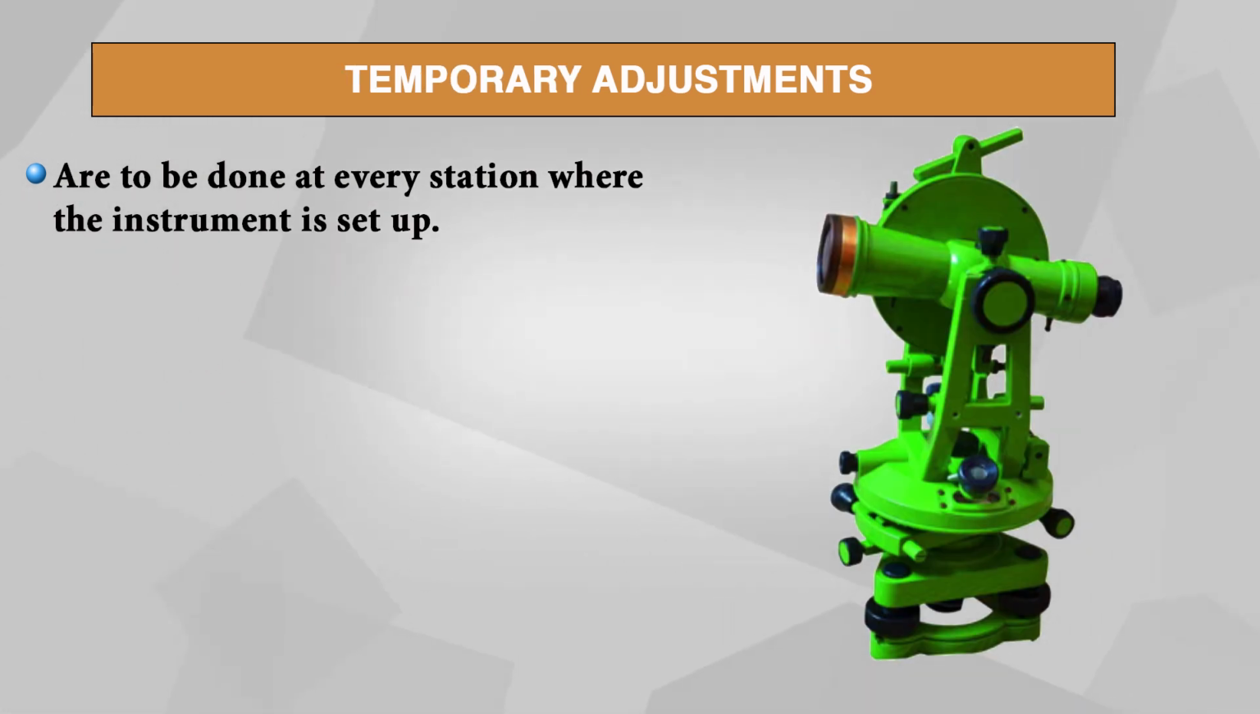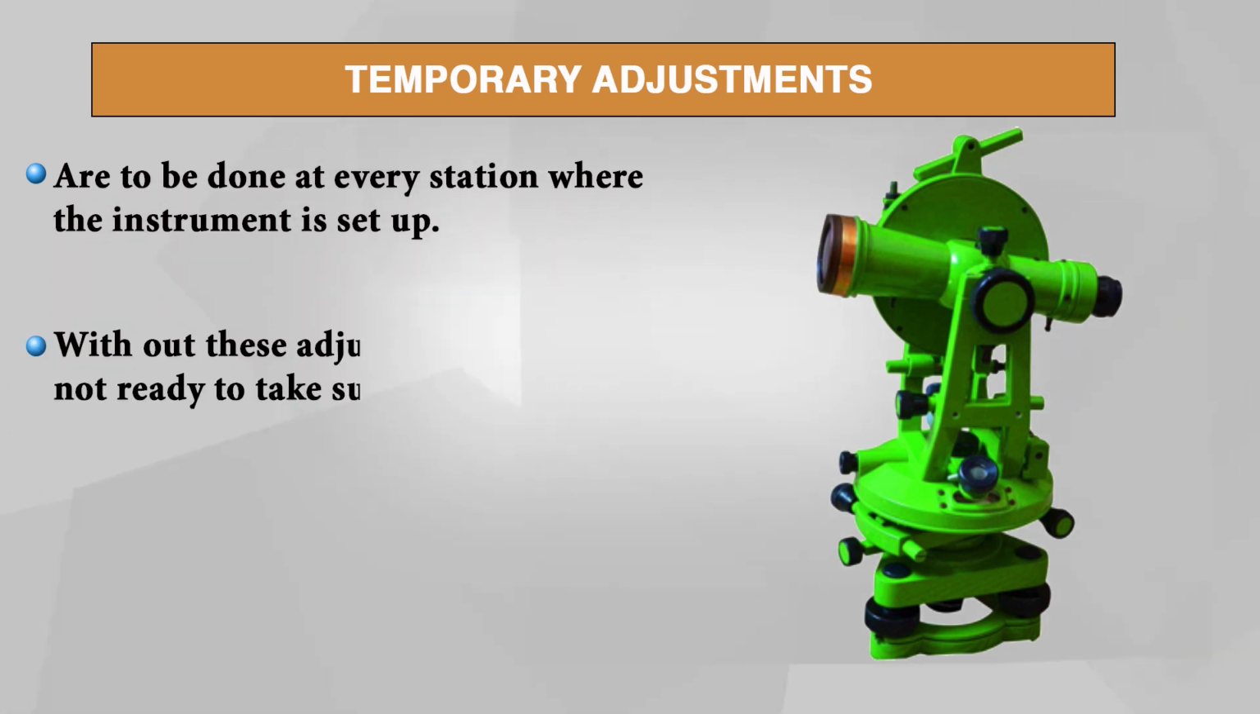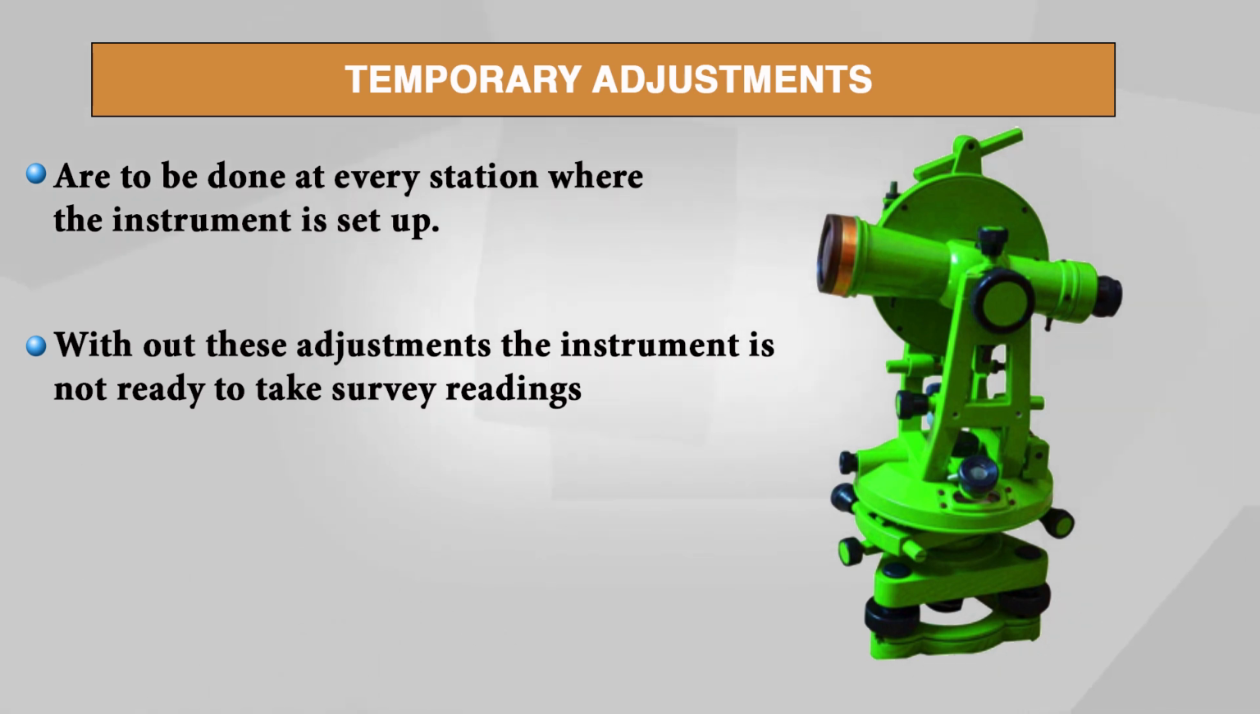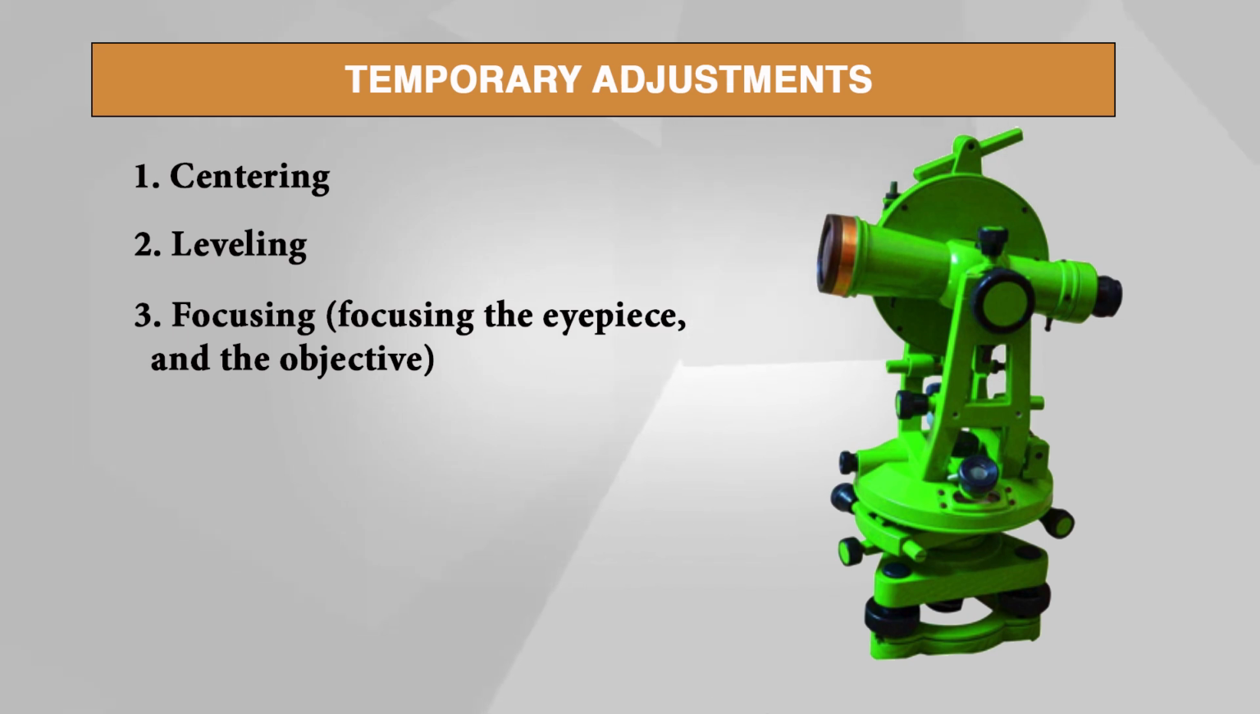Temporary adjustments are to be done at every station where the instrument is set up. Without these adjustments, the instrument is not ready to take survey readings. The temporary adjustments in theodolite survey include the following 3 operations: centering, leveling and focusing of eyepiece as well as objective. In order to use theodolite, it is also important to understand the mechanism of how the theodolite works. For this, it is essential to know the components of theodolite.